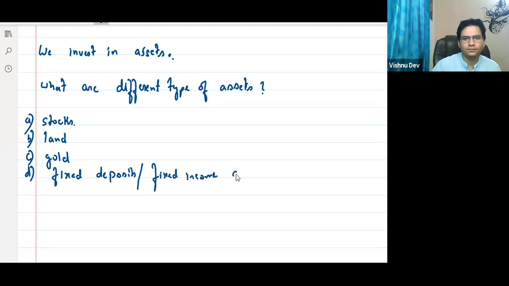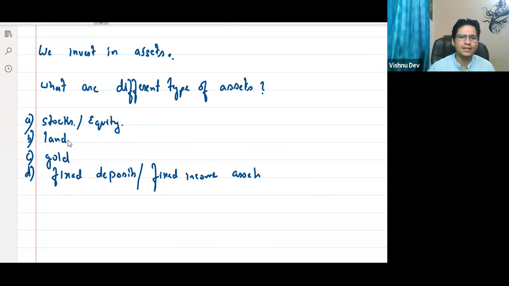Sir, bonds also? Yes. Bonds are also considered fixed income assets. Right? And shares or stocks are basically equity. Generally, stocks are called equity.